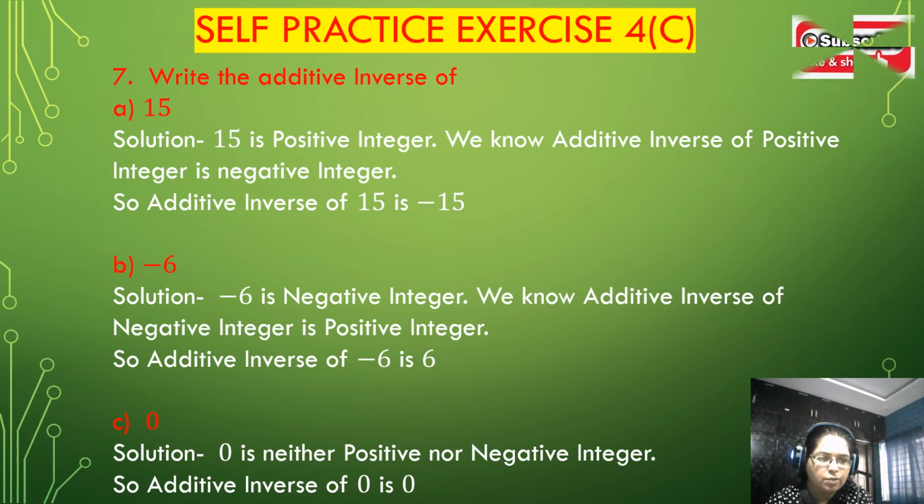Minus 6 is a negative integer. We know the additive inverse of a negative integer is a positive integer, so the additive inverse of minus 6 is 6. C. 0. 0 is neither a positive nor a negative integer, so the additive inverse of 0 is 0.